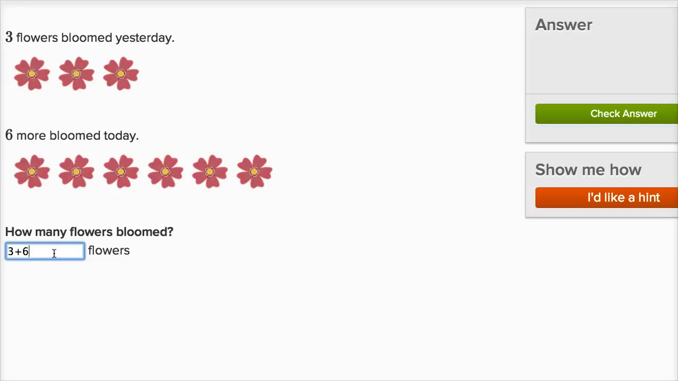Well, 3 plus 6 is the same thing as 6 plus 3, and that's going to be 9. 6 plus 1 is 7, 6 plus 2 is 8, 6 plus 3 is 9. And it's good to know, just in your head, 6 plus 3 is 9, 3 plus 6 is 9. Or you could even count them, 1, 2, 3, 4, 5, 6, 7, 8, 9. Let's do another one.